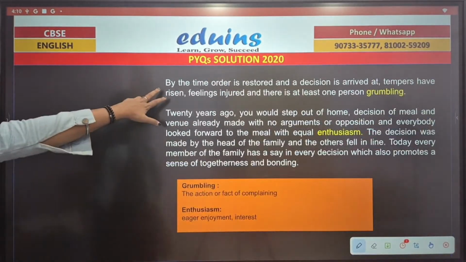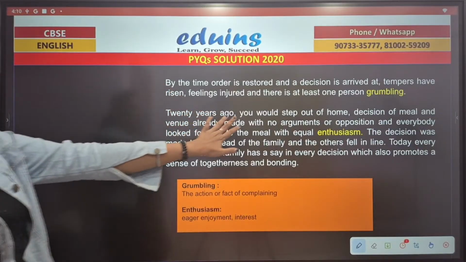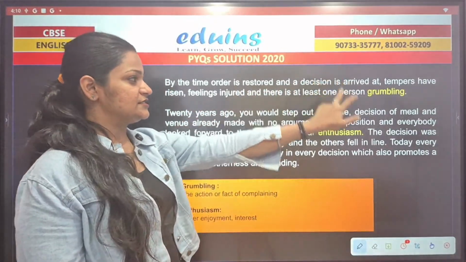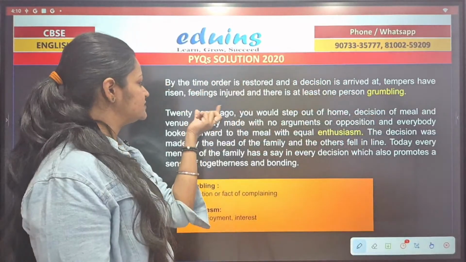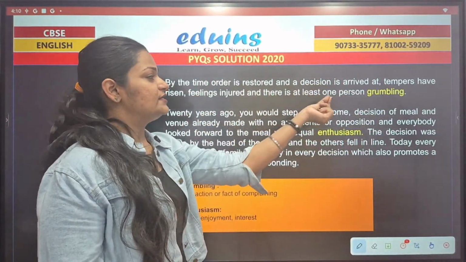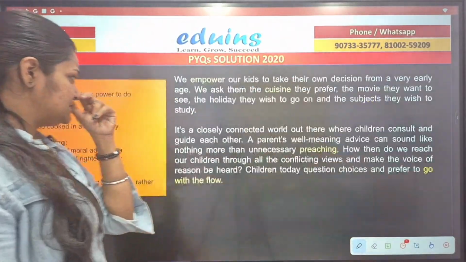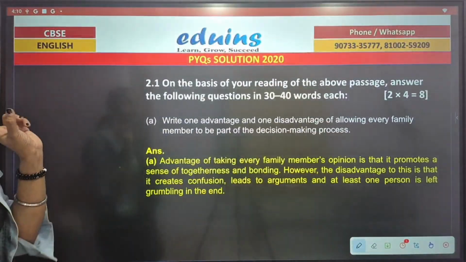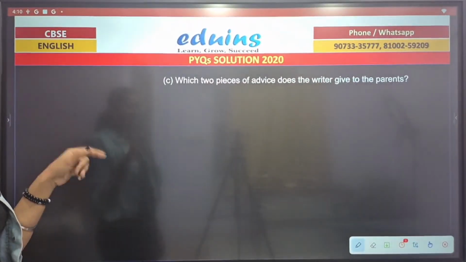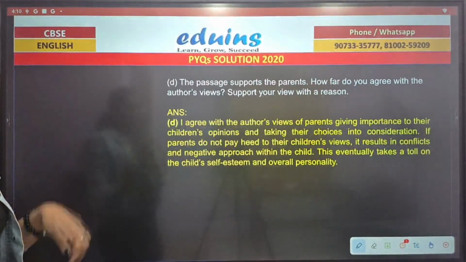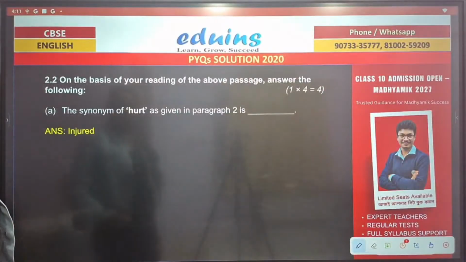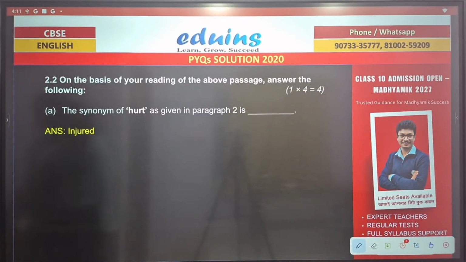This is paragraph number 2. By the time order is restored and decision is arrived at, tempers have risen, feelings injured, and there is at least one person grumbling. So this is very easy. Your answer is injured. Hurt, synonym, injured. It is very easy. Injured is the correct answer for the synonym of the word hurt.